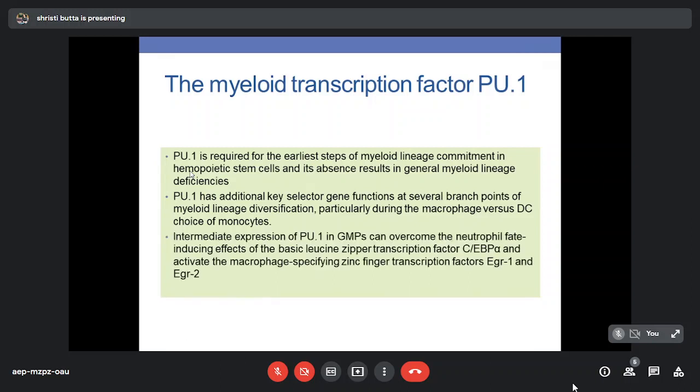Intermediate expression of this PU.1 in the granulocyte macrophage progenitors can overcome the neutrophil fate inducing effect of the basic leucine zipper transcription factor C/EBPα. If we just simply put it, it is the intermediate expression of PU.1 in the granulocyte macrophage progenitors which can overcome the neutrophil fate and allow for the production of macrophages. A higher expression of PU.1, on the other hand, allows for the production of neutrophils.